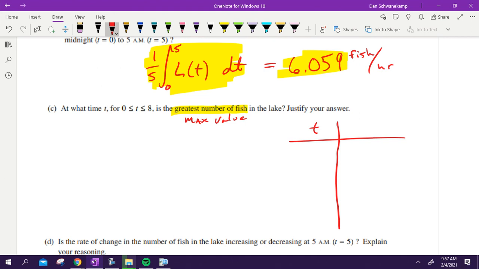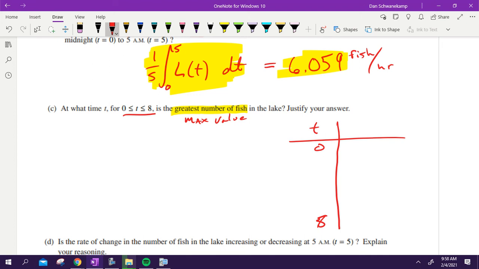Where could I have an absolute maximum? Endpoints, critical points. So 0 and 5, there's two of my values. Oh, my bad, 0 and 8, because I'm going from 0 to 8 now. I need to know critical values. Think about what critical values are.